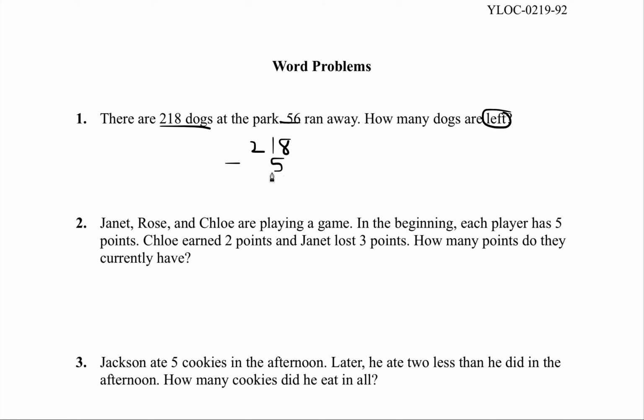minus 56. So first, 8 minus 6 is 2. However, 1 minus 5, we can't do that because 1 is less than 5. So we're going to borrow. So this is going to turn into an 11. And we borrowed a 1 from here, so it's going to change to 1. 11 minus 5 is 6. And 1 minus nothing, pretty much 0, is 1. So there are 162 dogs left.